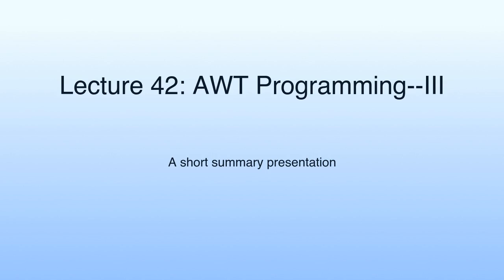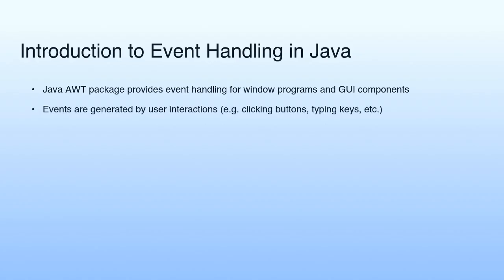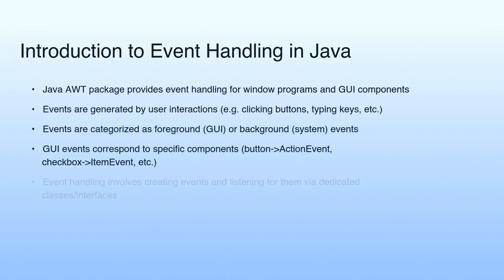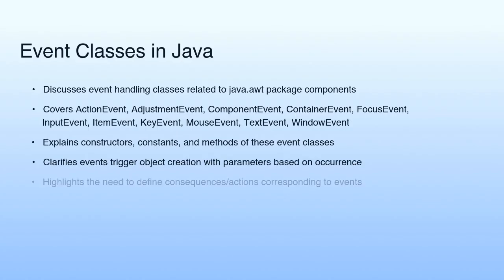Lecture 42 AWT Programming III. The Java AWT package facilitates event handling for window programs and GUI components, where events are generated by user interactions such as clicking buttons or typing keys. These events are categorized as foreground GUI events, specific to components like buttons or checkboxes, or background system events, with dedicated classes like action event or mouse event to capture event details.